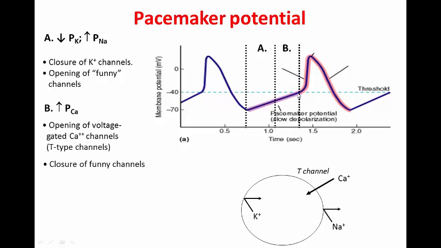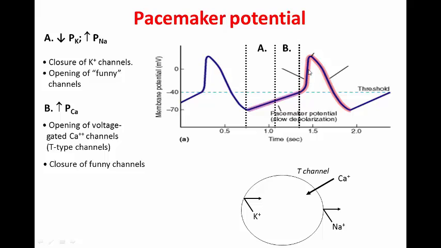In this later part of the pacemaker potential, we have opening of voltage-gated T-type calcium channels, and we have closure of the funny sodium channels. So the membrane again becomes less and less negative and reaches the threshold value. And when the membrane reaches the threshold value, we have depolarization.